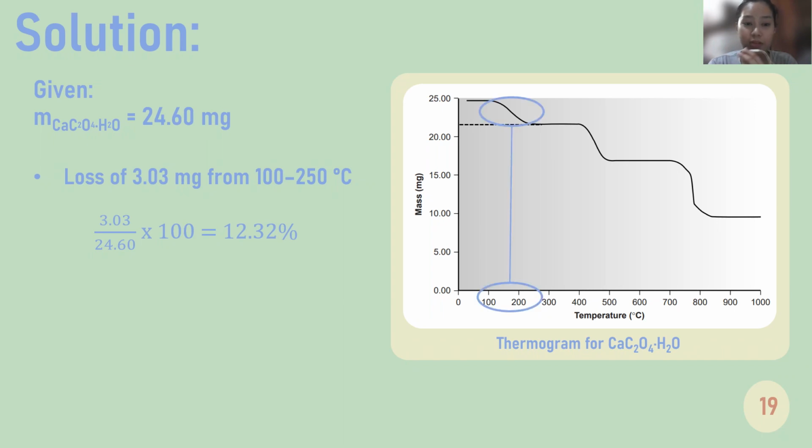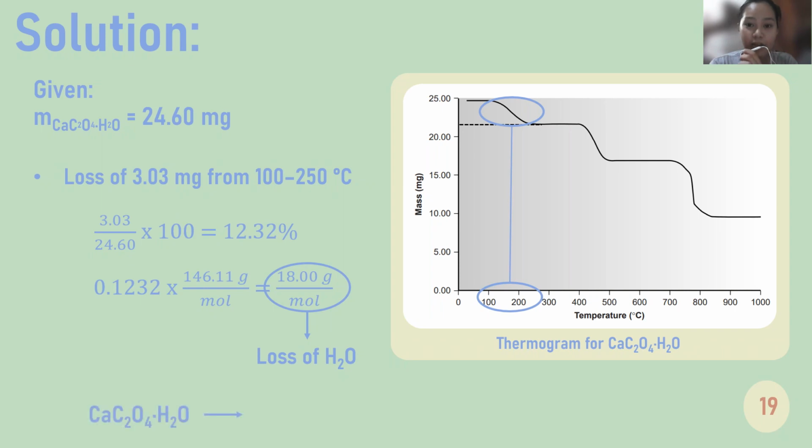To determine the compound lost, we will then multiply it by the molar mass of the sample, calcium oxalate monohydrate, which is 146.11 grams per mole. The 18 grams per mole can be accounted for by the loss of water vapor, as it accurately corresponds to its molar mass. Removing the chemical formula of water from the original sample, we will get a residue of calcium oxalate.